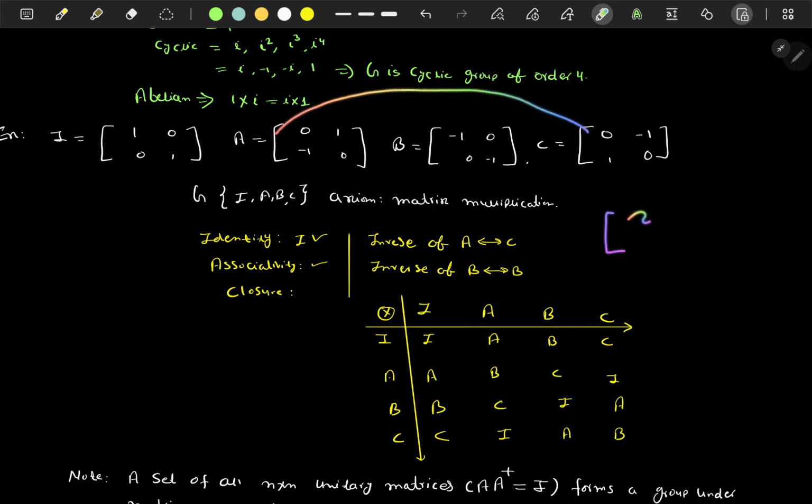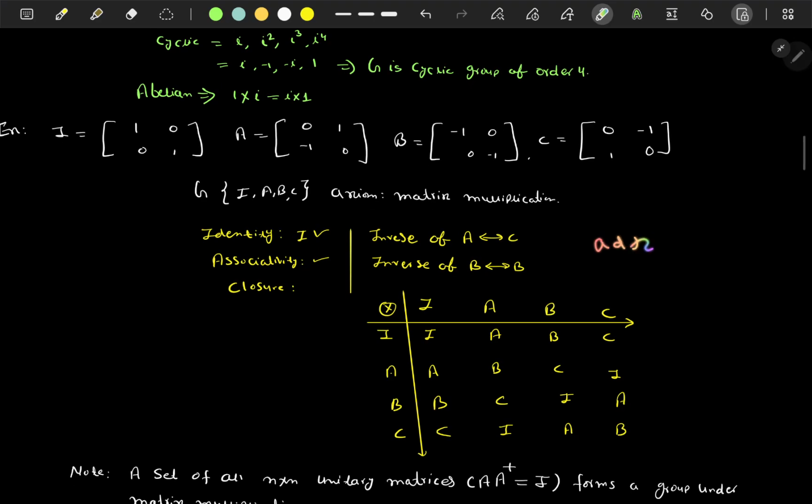So what will we have? 0 and minus 1, 0 and 1, sorry, 0 1 and plus 1 and 0. So again we are having a transpose of this matrix. Okay, so inverse of A will be C and of B is B. You know inverse is adjoint A divided by mod of A.